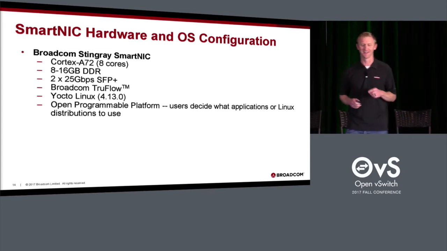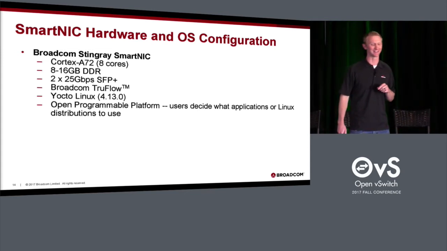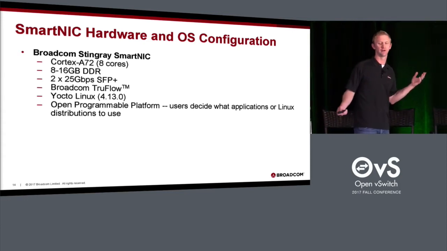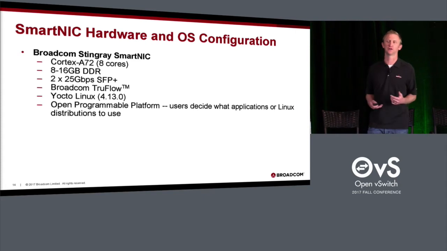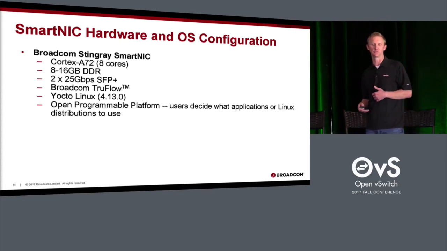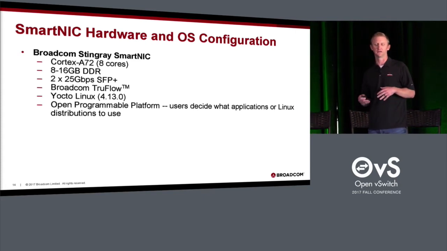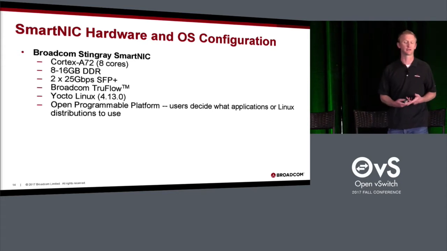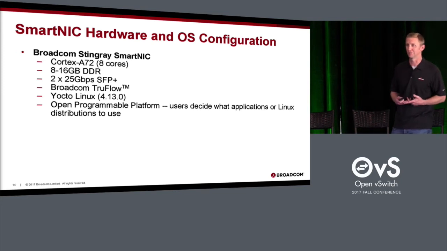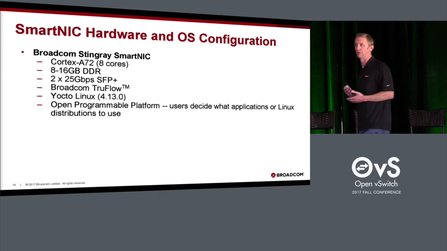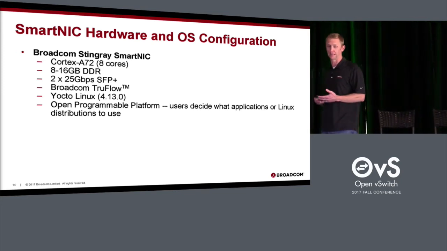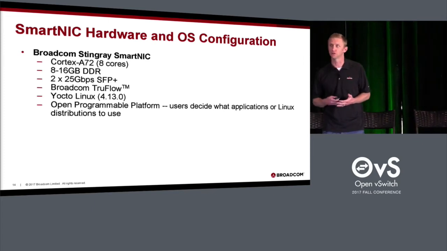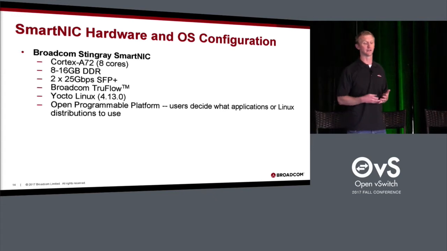See, I'm already doing it wrong. You have the chance to do acceleration if you'd like. And right now it runs a version of Yocto Linux, and we have an upstream kernel. So the key differentiating point for us, I think, compared to what you'll see other places, is that it truly is like an open programmable platform. So if you're a user, you decide what applications or Linux distributions you want to use. People aren't tied to Yocto Linux. If they like it and are familiar with it, they can use it. If they want to use another distribution that supports 64-bit ARM, that certainly is an option.